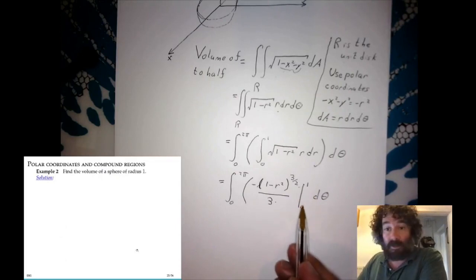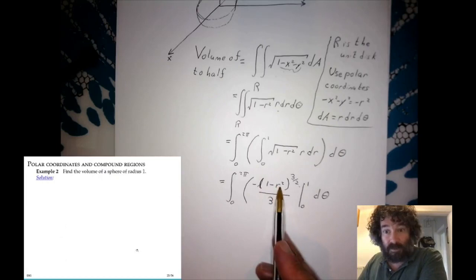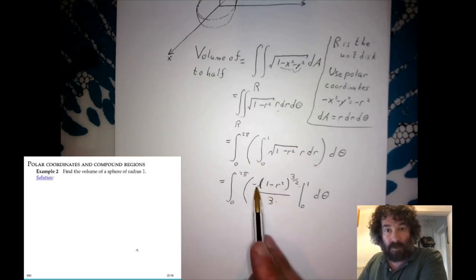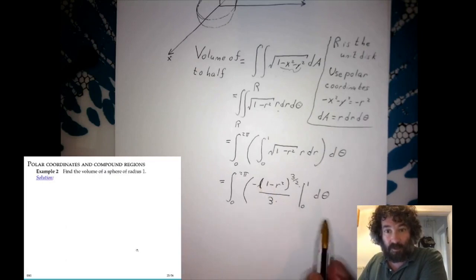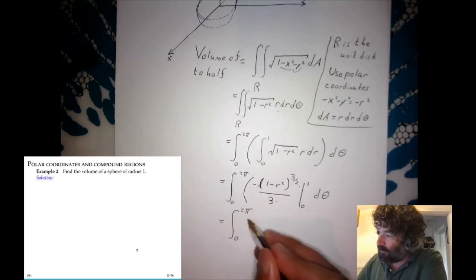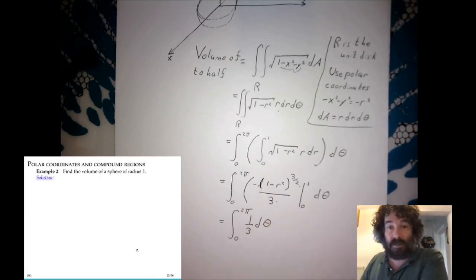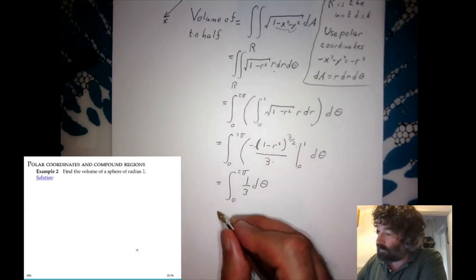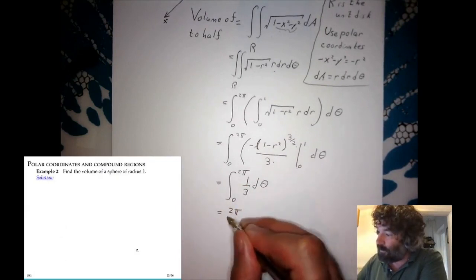Okay, so now we plug in the limits. When r equals 1, we'll have 1 minus 1 squared, so 0. When r equals 0, we'll have 1 minus 0, raised to the 3/2, which is just 1, so we just have negative 1/3. And then minus negative 1/3 is just 1/3. So this becomes the integral from 0 to 2 pi of 1/3 d theta. And this is the integral of a constant over an interval, and so that is the width of the interval, 2 pi, times the constant 1/3. 2 pi divided by 3.